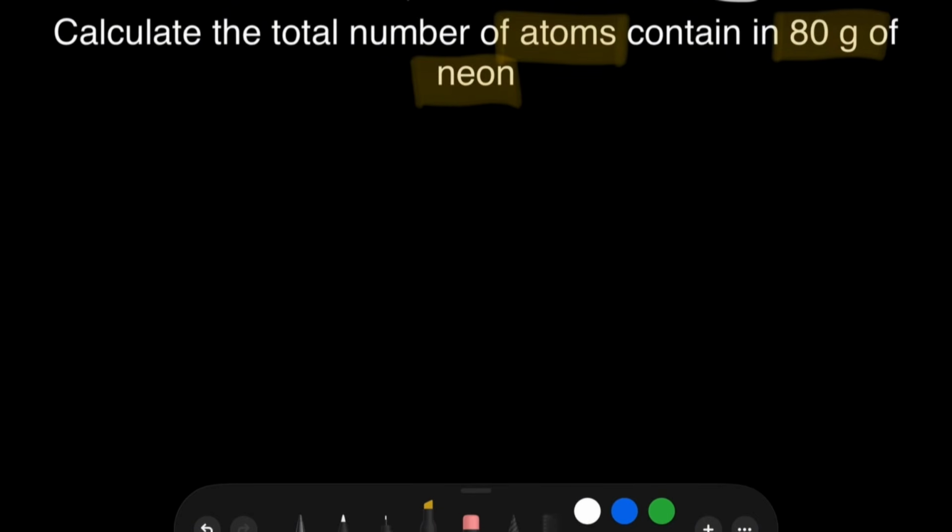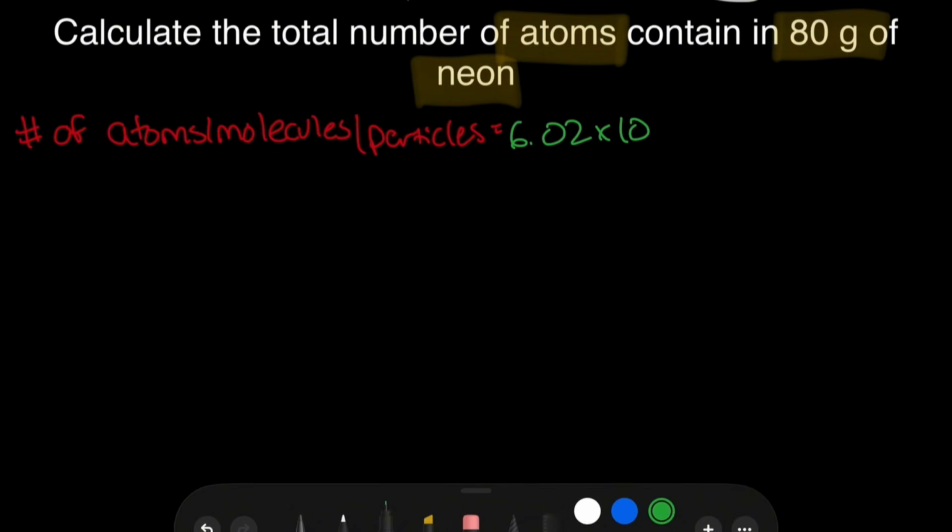Now in this next problem, it's asking us to calculate the total number of atoms contained in 80 grams of neon. So similarly to the first question, it's asking us to find the number of atoms. And if you remember the formula, in order to find the number of atoms, molecules, or particles, we have to do 6.02 times 10 to the power 23 times the number of moles. And in this problem, we don't have any moles given to us, but we do have grams. And these grams we can convert to moles.